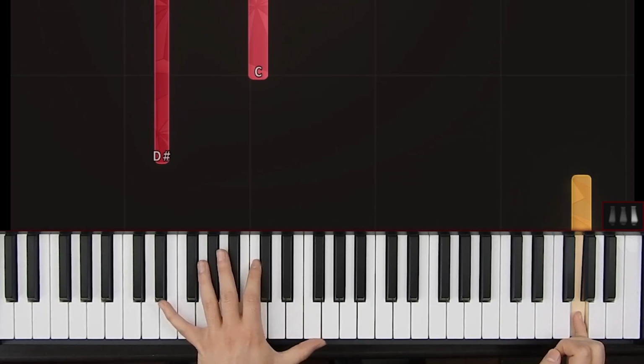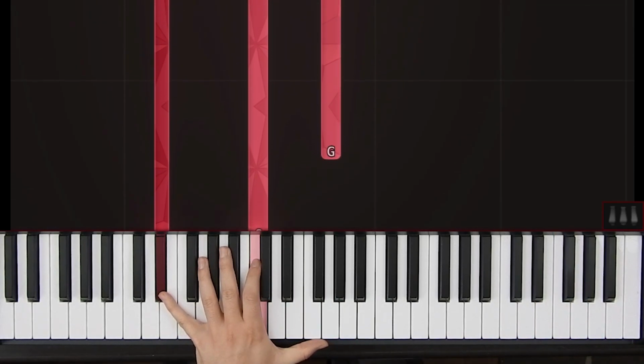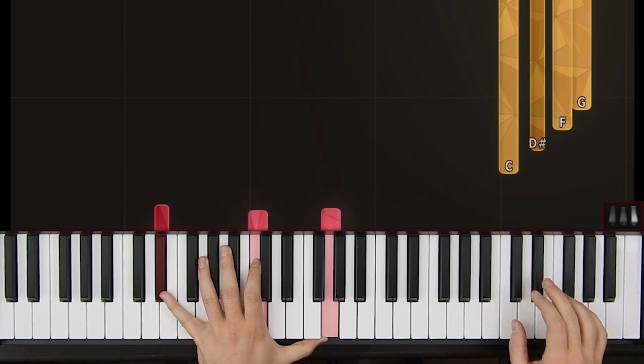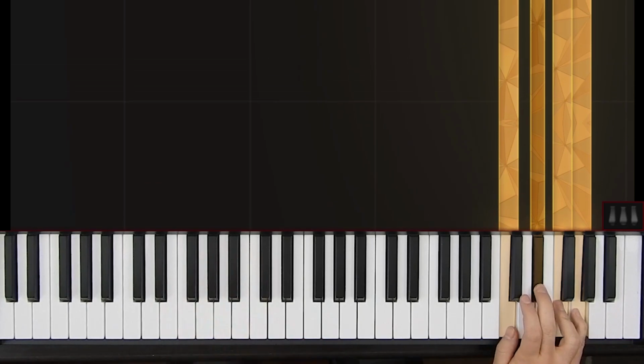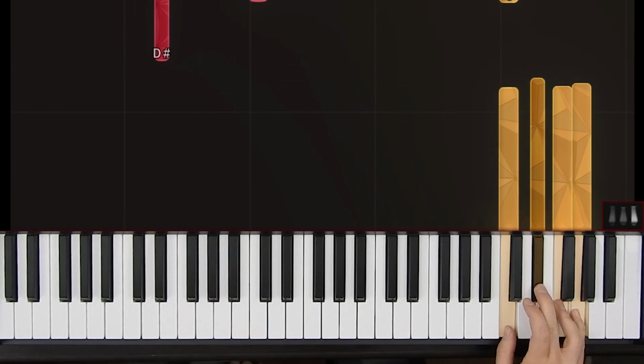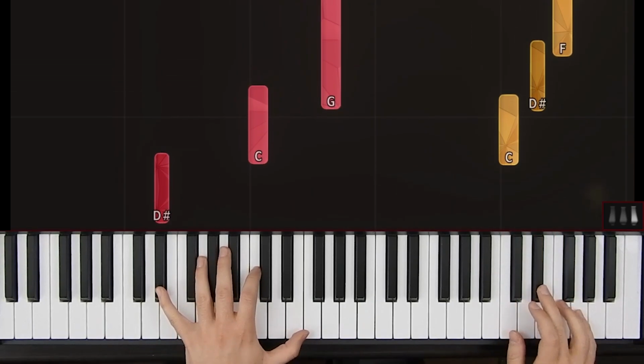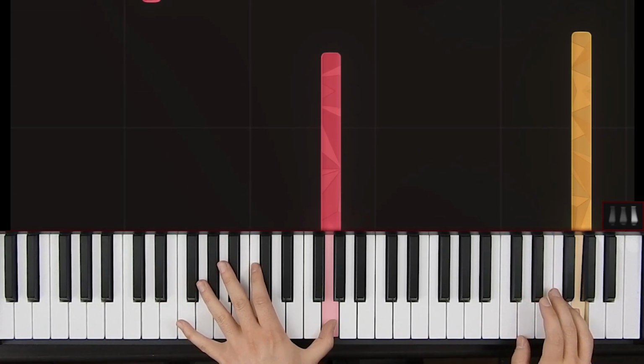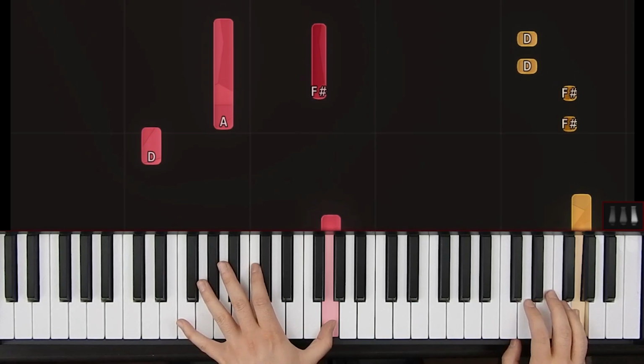There you go. So left hand we have 5, 2, and 1. And the right hand we have, again, 1, 3, 4, and 5. Same rhythm. Moving on.